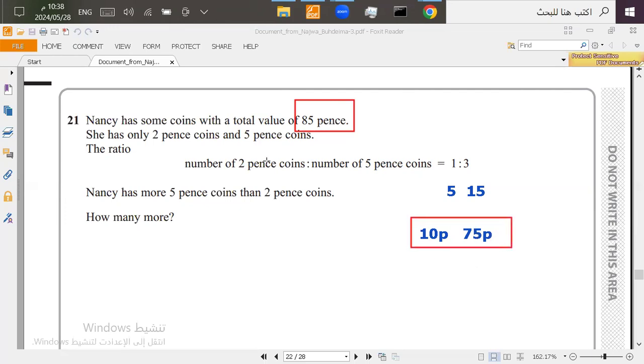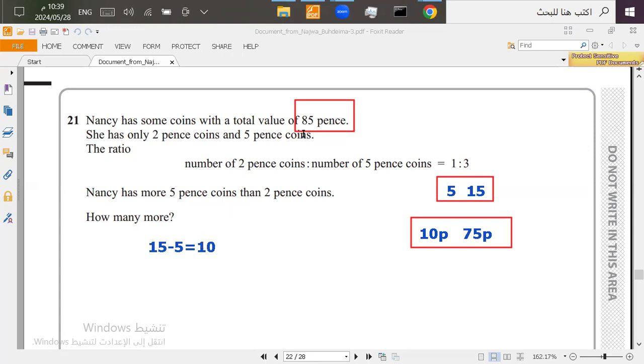Here, it means I have 5 coins of 2 pence and 15 coins of 5 pence. Now I have the total number that I need, which is 20 pieces. Now I can subtract them from each other because that's the idea of the question. We know that the 5 pence are more, but how many more? This one is 15 and this one is 5. Now we just subtract them from each other. So 15 minus 5 is 10 pieces more. And this is the idea of this question.